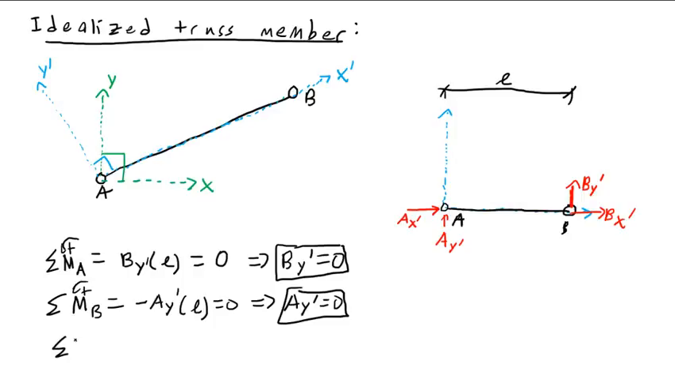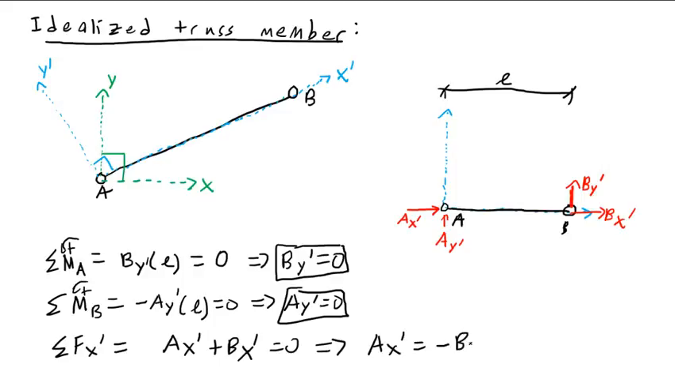And then finally, a sum of forces in the X prime direction. We're not going to get exact values from these, just relationships. I'm going to have AX prime plus BX prime equals zero. And this leads us to AX prime equals negative BX prime. Look at that. Isn't that really cool? Again, it doesn't seem like much yet, but let me put it together for you.